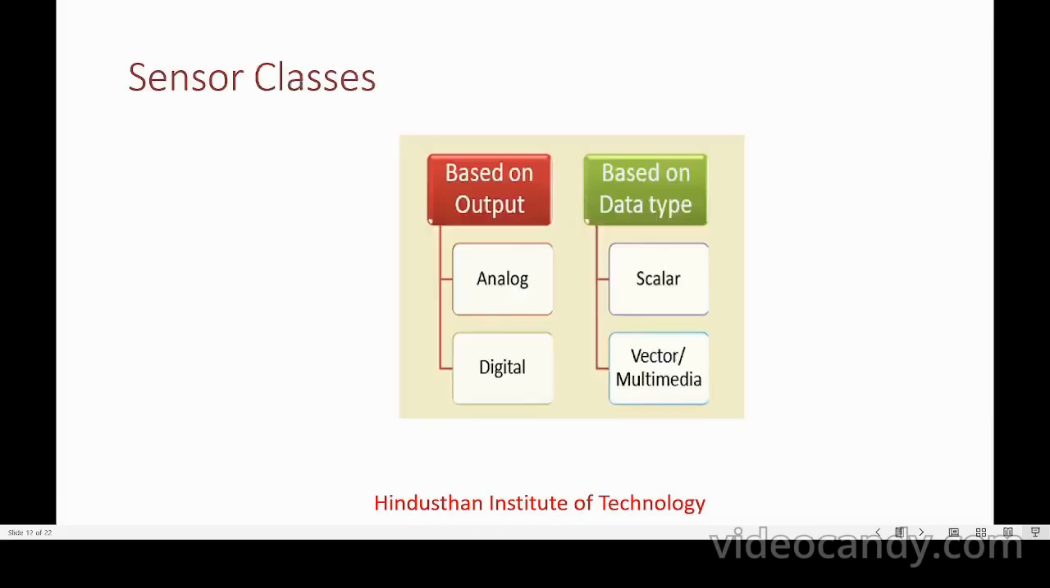Next, classification of a sensor. Sensors can be classified into analog or digital based on the output. Sensors can be classified into scalar or vector based on the data type.